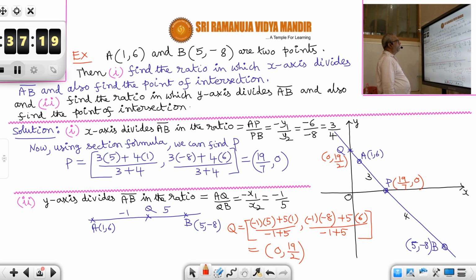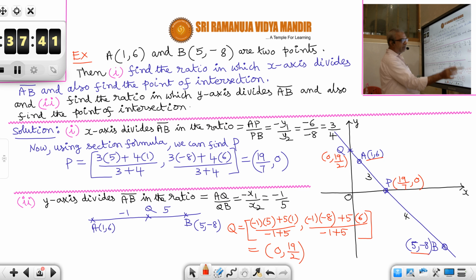A(1,6) and B(5,-8) are 2 points. See the diagram here. I have drawn a diagram. A(1,6) is in which quadrant? First quadrant here. I have marked it in the first quadrant. B(5,-8) is in which quadrant? Fourth quadrant. (5,-8) is in the fourth quadrant.